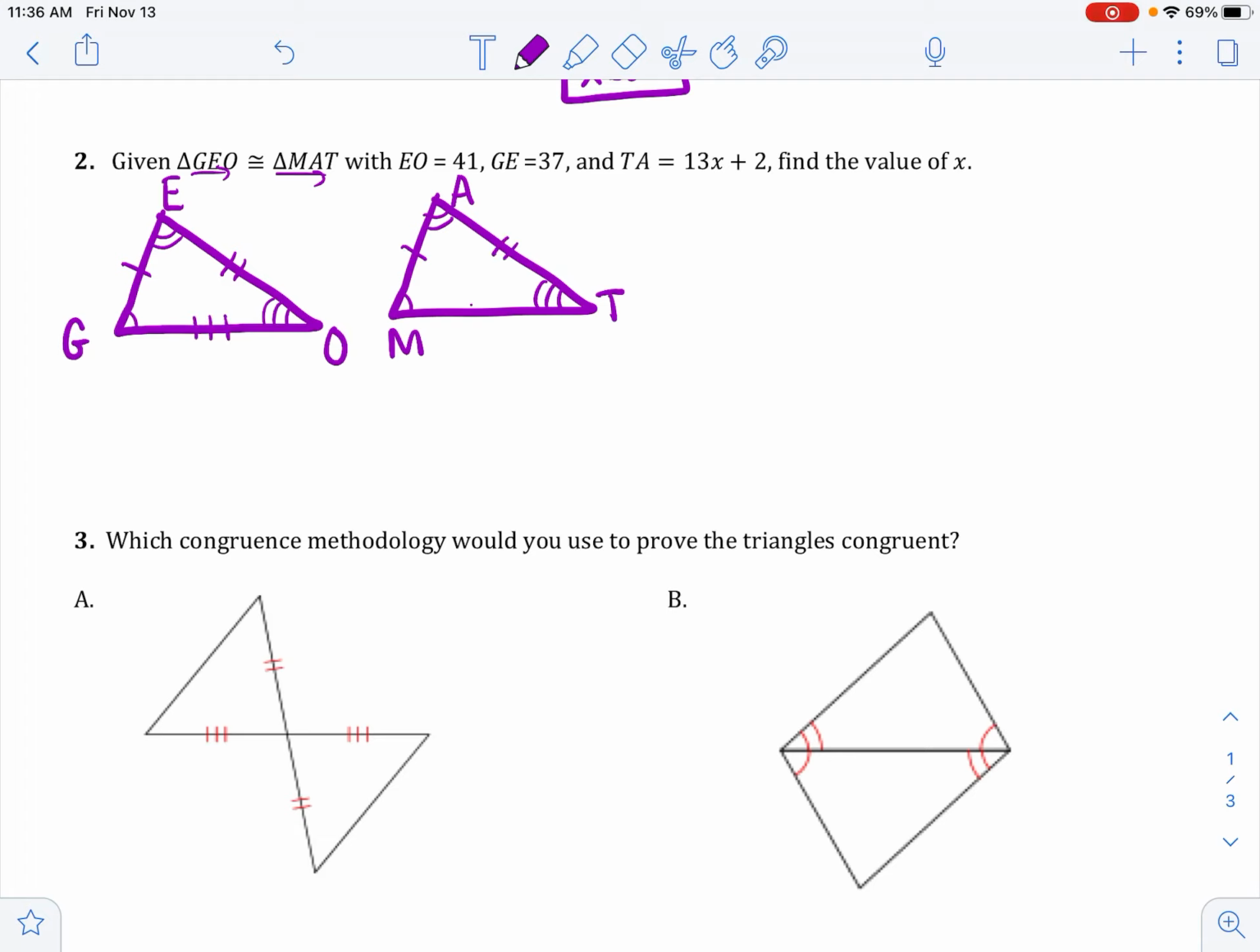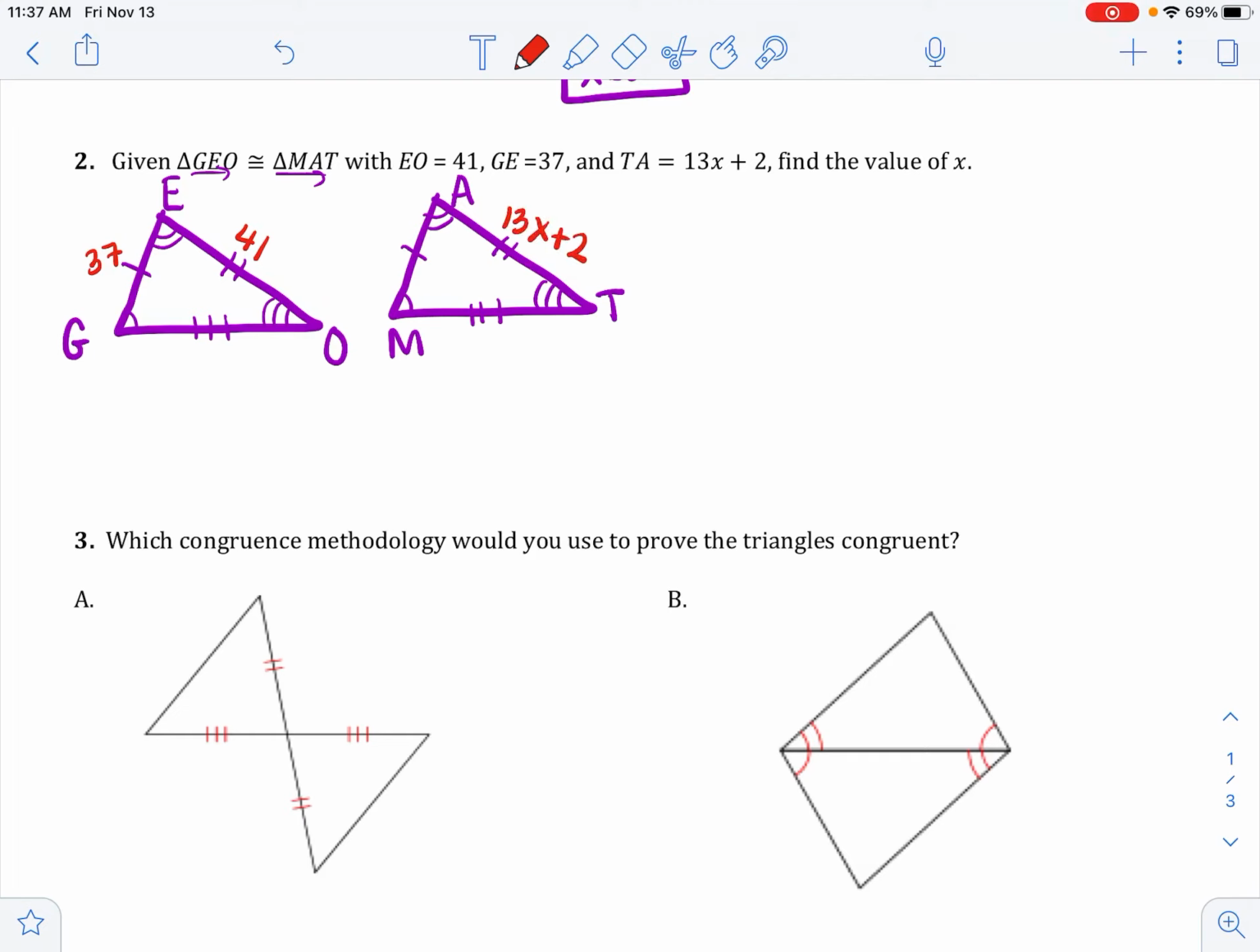All right, now my sides, GE and MA, EO and AT, GO and MT. If I want to spot check and say, okay, GO is marked the same as MT. Yes, I did it correctly. You could always spot check. All right, now I'm going to switch colors and label what they gave me. They gave me EO is 41. They gave me GE is 37. And they give me TA is 13x plus 2.